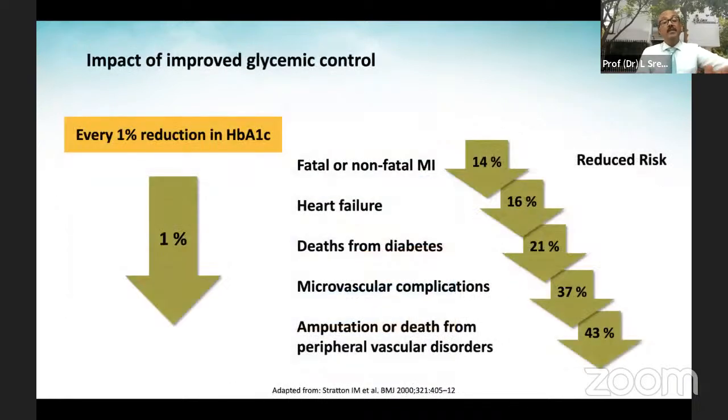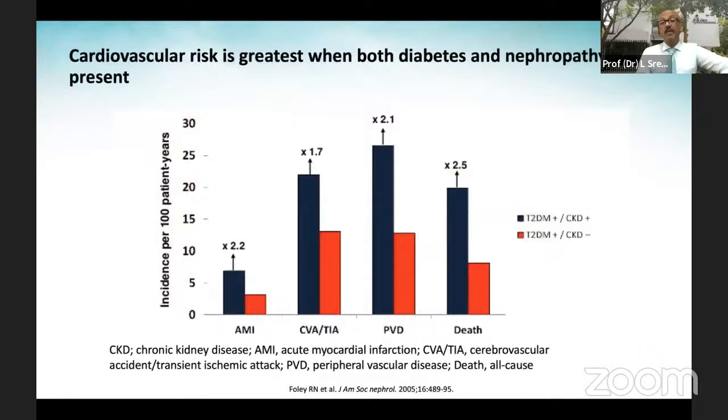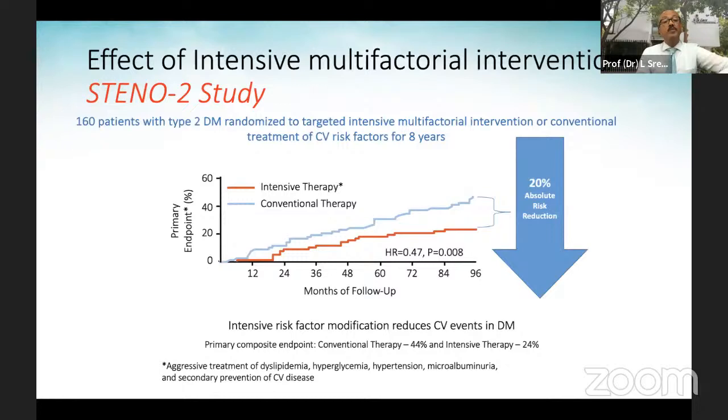We know the importance of reduction of A1C. Each percent reduction in A1C can give rise to all this. This is the famous UKPDS trial data, which we know. And the cardiovascular risk is greatest when both diabetes and nephropathy occur together. This is the evidence which I'm showing.